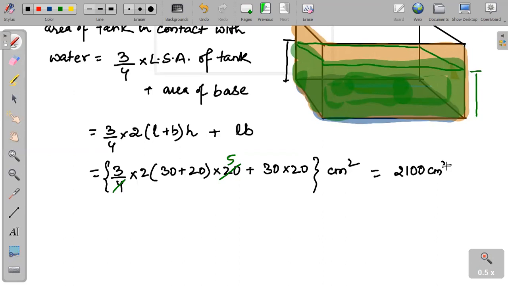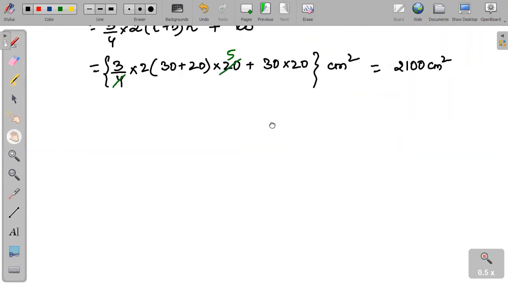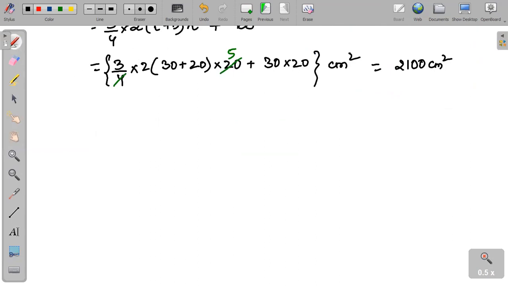Is that okay? Now let us come to question number 8. The volume of a cuboid is 448 centimeter cube. Its height is 7 centimeter and base is a square. Find the side of the square base. So volume of the cuboid is given. Question 8.